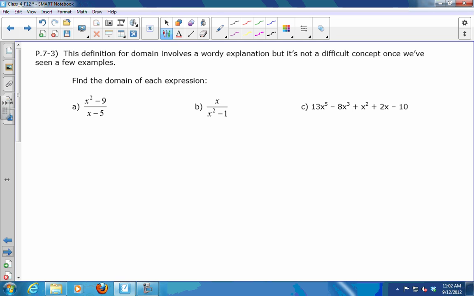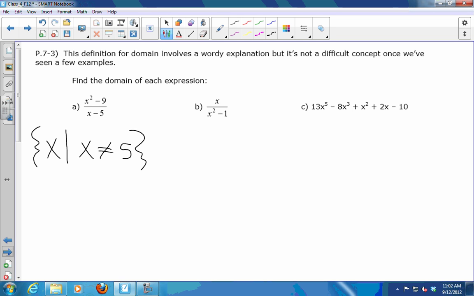So my domain is a set of numbers. It's the set of all numbers that I can put in there. And the way we describe sets, we learned last week. I can use the curly brackets. I could say the set of all x's such that x is not equal to 5. So the set of all x's except 5.